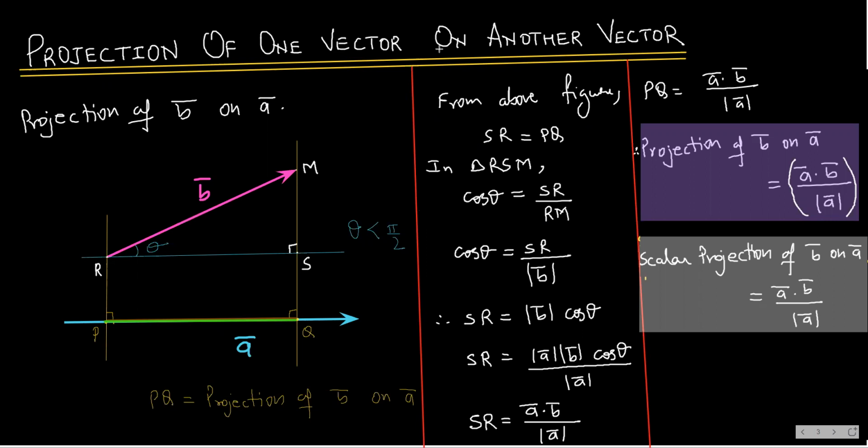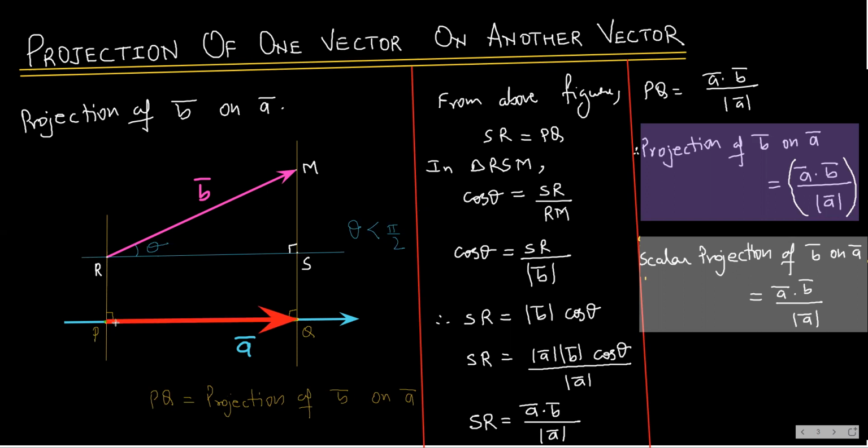A vector projection would mean a vector starting from, see, PQ is the scalar projection. When you start from point P and you go up to Q, but this time you are taking a vector into consideration. Earlier you had taken only the length PQ, starting from P till Q, the number PQ. Now what are you taking? You are taking the vector PQ.